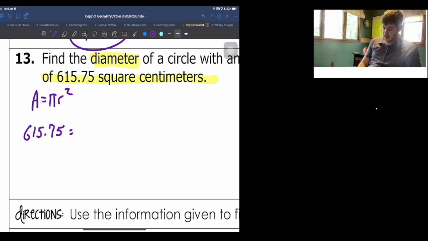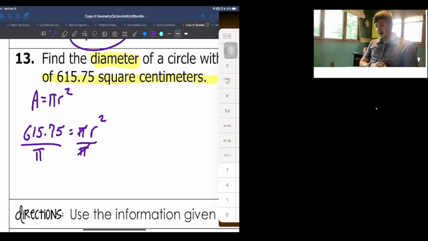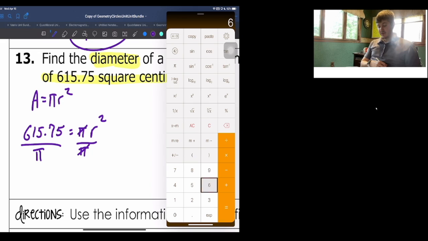So in this case, we're going to do 615.75 equals pi r squared. And then we're going to solve for r. So first thing you're going to do is to solve for r squared, divide both sides by pi. Now because this is not in terms of pi, we are just going to have to divide it out in our calculator. These pi's cancel out, that's fine. But now we're going to have to break out the calculator and do 615.75.